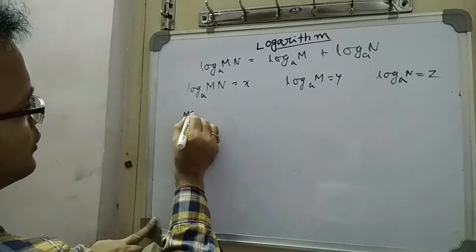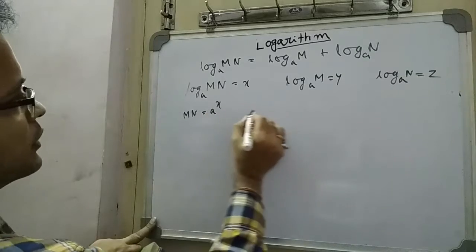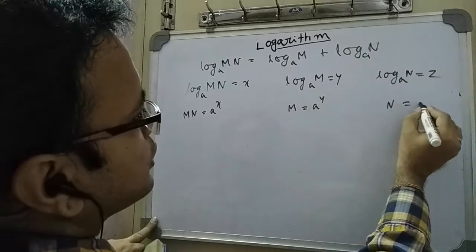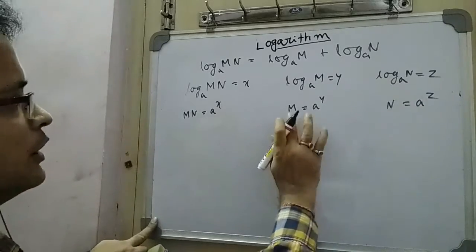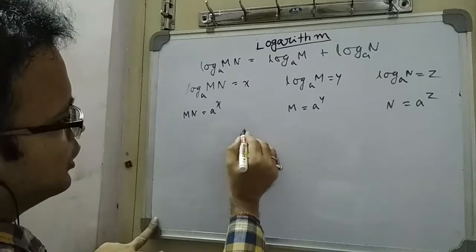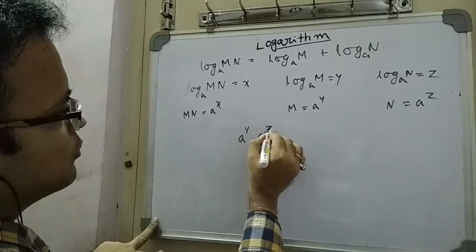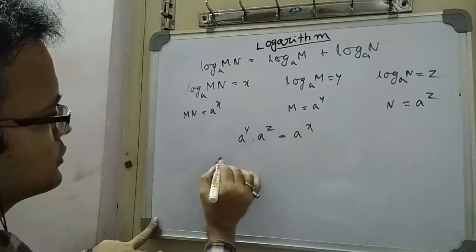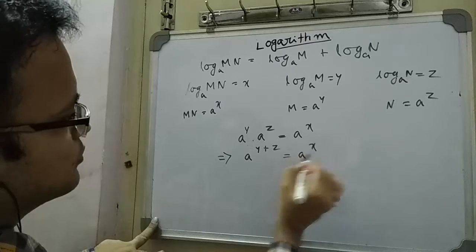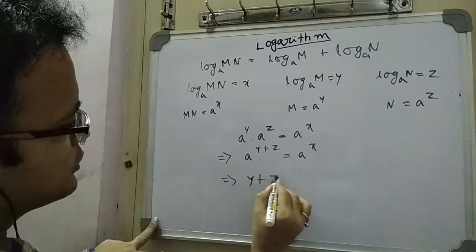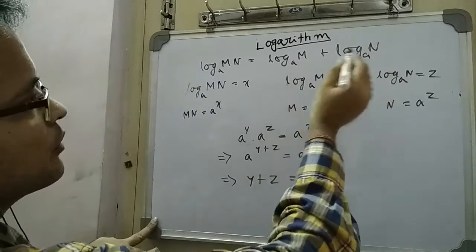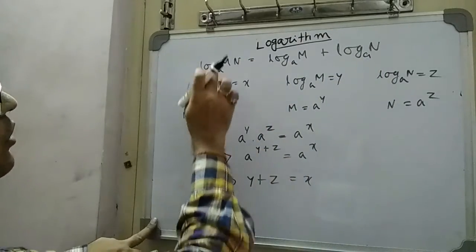So what is mn? mn is a to the power x, m is a to the power y, n is a to the power z. Again, m into n equal to mn, so a to the power y into a to the power z equals a to the power x. That implies a to the power y plus z equals a to the power x, that means y plus z equals x. So clearly y is this, z is this, so log m plus log n equals x, that is log mn.